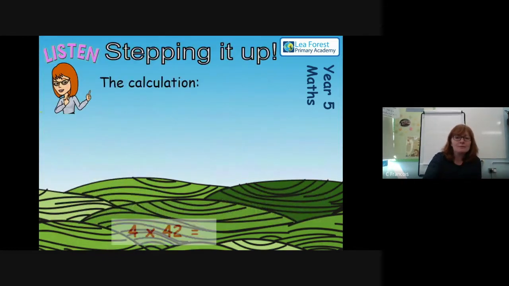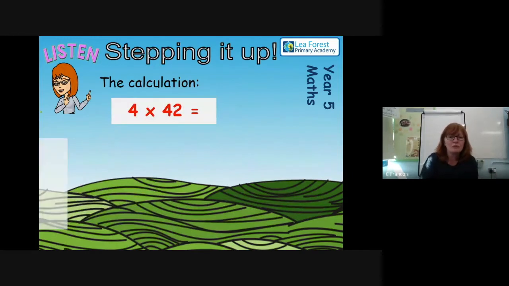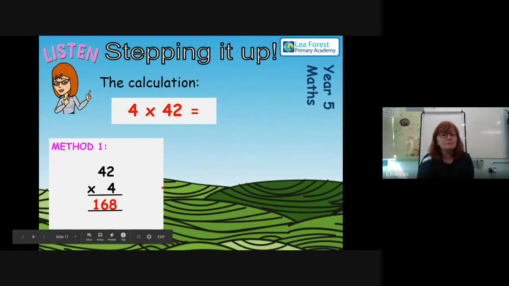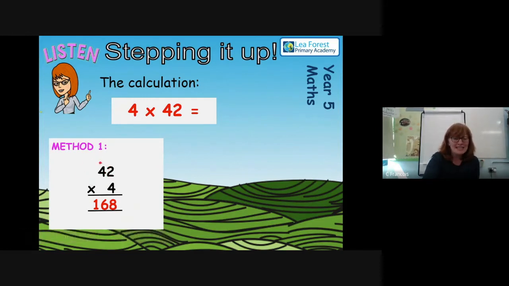Okay, so the calculation, 4 times 42. And I have calculated 4 times 42 in 2 ways. I've used a short multiplication method. So 4 times 2 is 8. And 4 times 4, I'll say 4 even though it's 40. So 4 times 4 or 4 times 40 is 160 or 16. So my answer is 168.